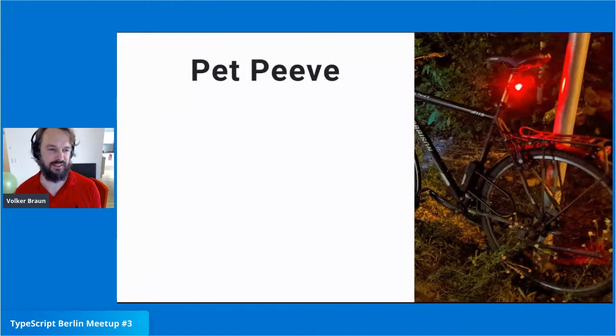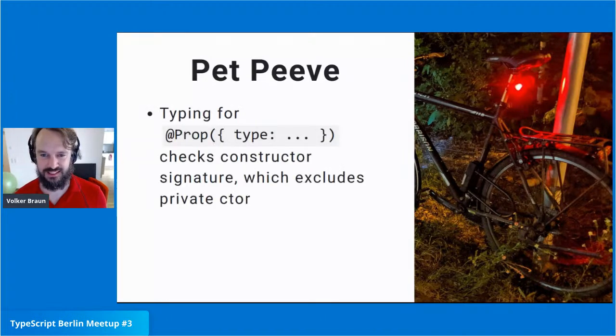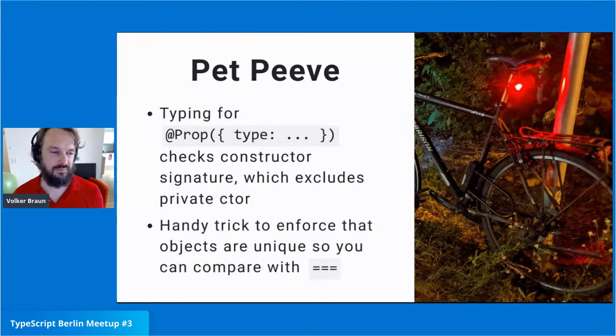There's one pet peeve that I have that doesn't quite work as nicely as it should. So maybe we mention that. Maybe somebody has an idea for fixing it. If the type there has also a typing for what argument is being accepted, that requires a constructor signature, which excludes private constructors. If you haven't heard of private constructors, it's really a handy trick to create objects where equality is actually equality.